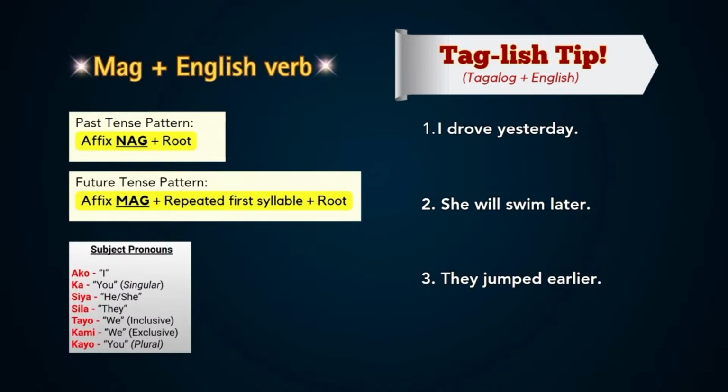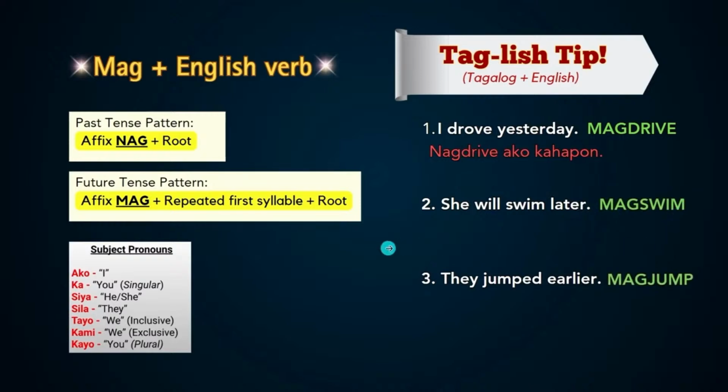So let's take a look at number 1, I drove yesterday. What if I told you to use mag drive? Now conjugate it in the past tense because it's drove. I drove yesterday. It would be nag-drive. Nag-drive ako kahapon. I drove yesterday. So see, we are just using the pattern that we've already learned and using this mag plus an English verb. So go ahead and try number 2 and 3. You can use mag swim and mag jump. And then we'll go over it in just a second.